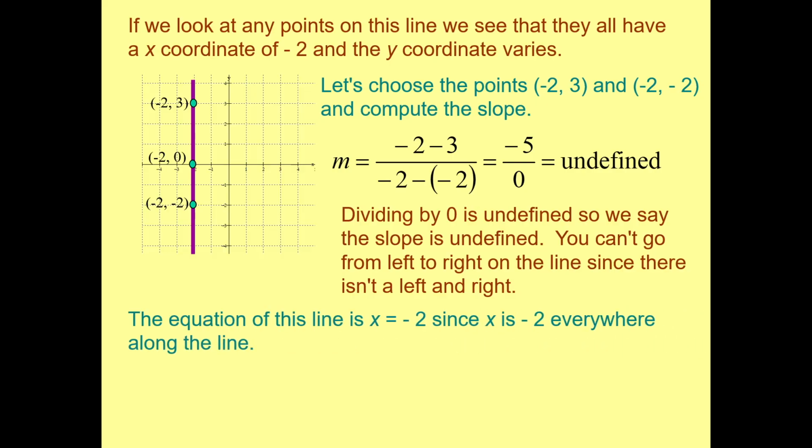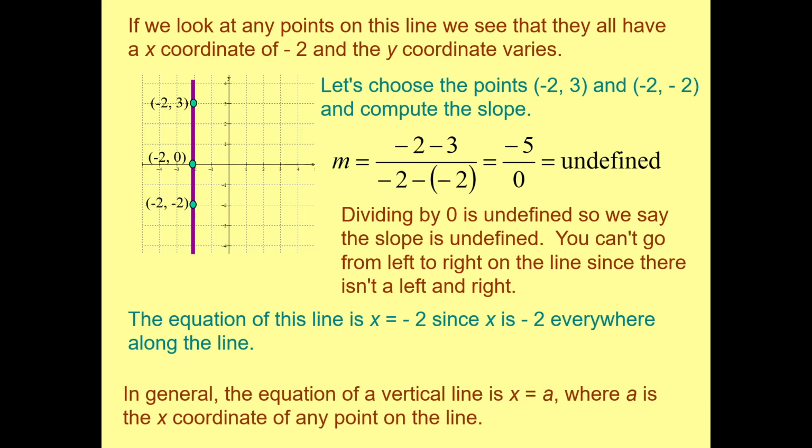The equation of this line is x equal to -2, since x is equal to -2 everywhere on the line. So the slope of a vertical line is undefined, and the slope of a horizontal line is equal to 0.